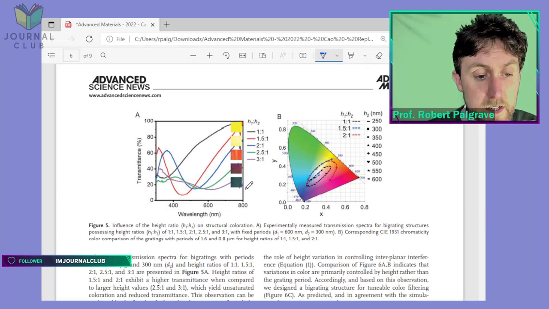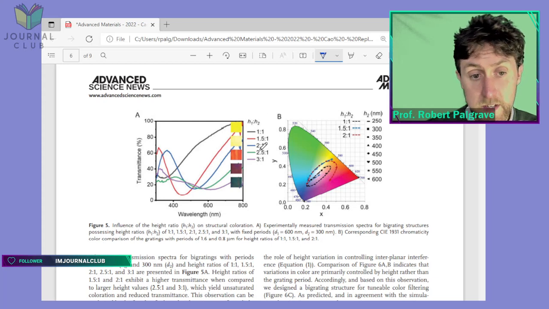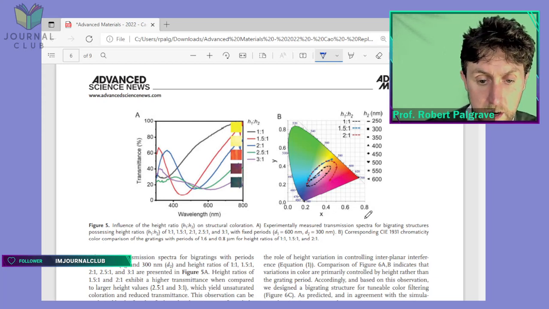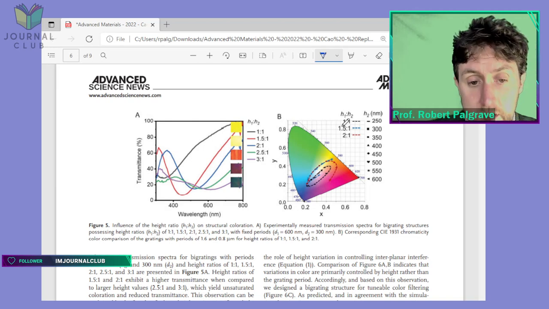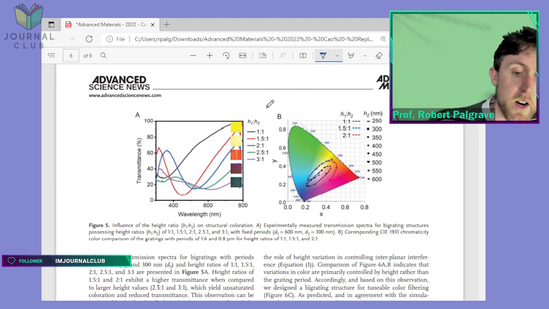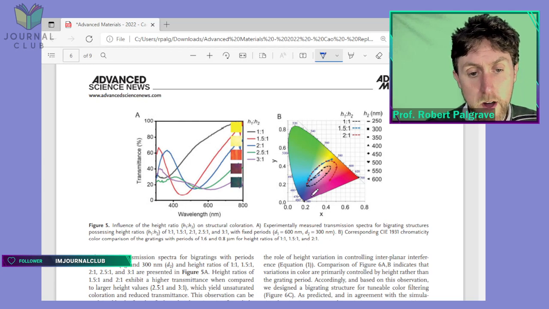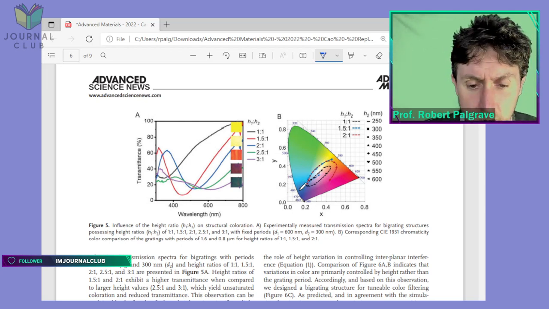So this is kind of, to sum it up really, influence of the height ratio. So they also did the same with the height ratio here. You get a similar kind of effect, big changes in the color there. And now I think they're, so B is B. Okay, so they're using this, this is a CIE chart. So this is one way of representing color in these two dimensions, these X and Y. I think you have a third dimension as well. I can't remember, I used to know that, but I can't remember what it is.